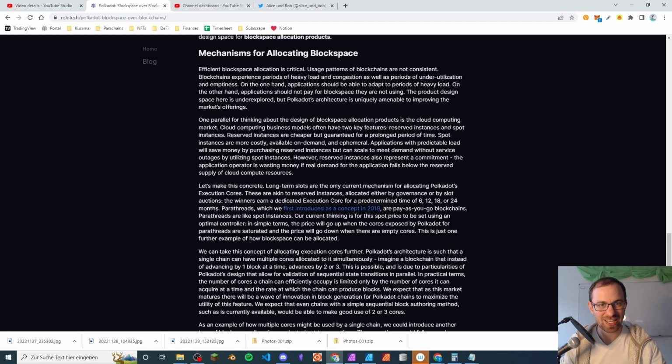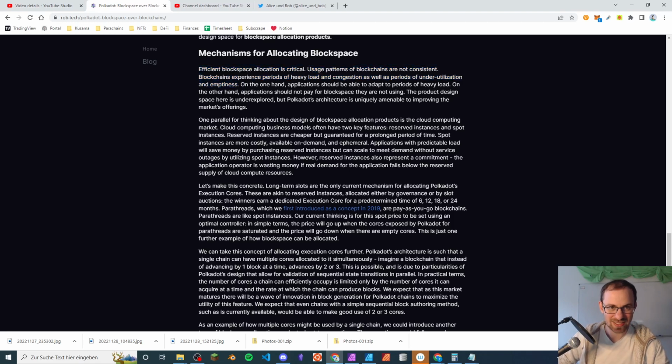Okay, mechanisms for allocating block space. Efficient block space allocation is critical. Usage patterns of blockchains are not consistent. Blockchains experience periods of heavy load and congestion, as well as periods of underutilization and emptiness. You can see this: on most days on Ethereum, you can get your transaction through okay. And then there are days when there is a new token or a new NFT collection coming out, and suddenly everyone tries to get that NFT collection, and it clogs up the system for everyone. Which can be bad for DeFi, because for DeFi you want continual, consistent access to the system.